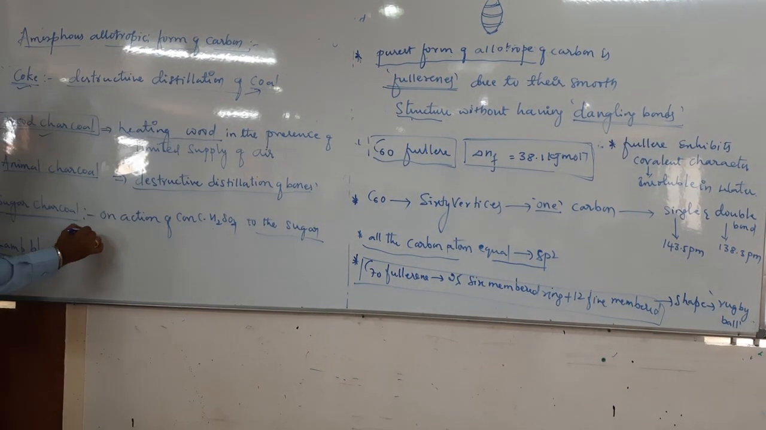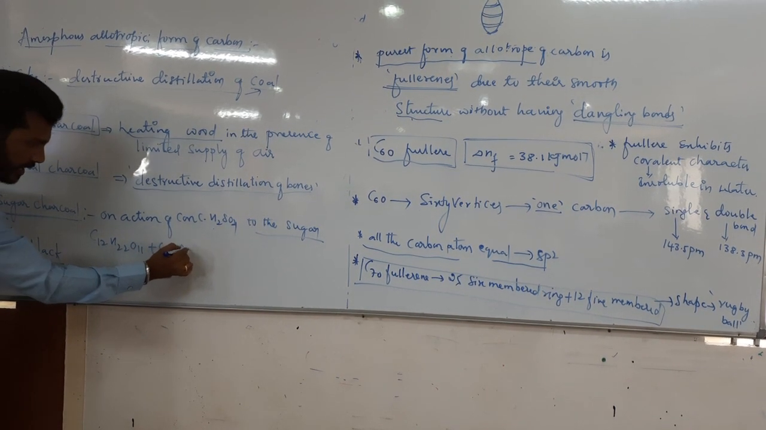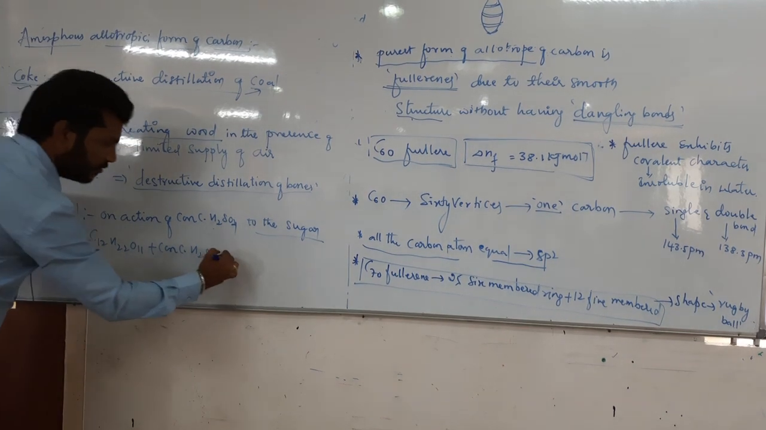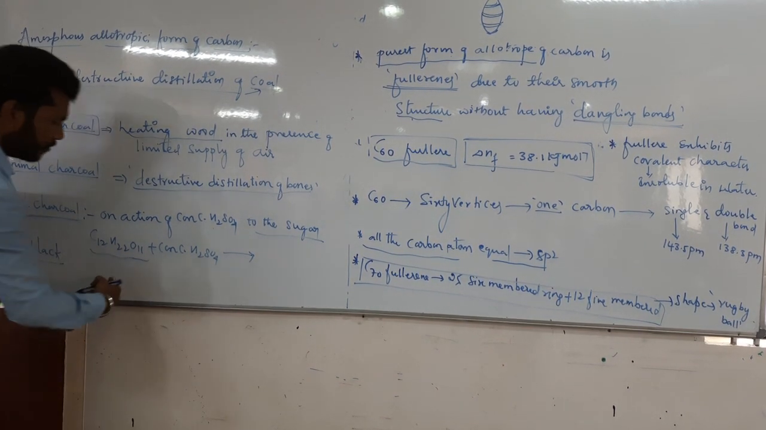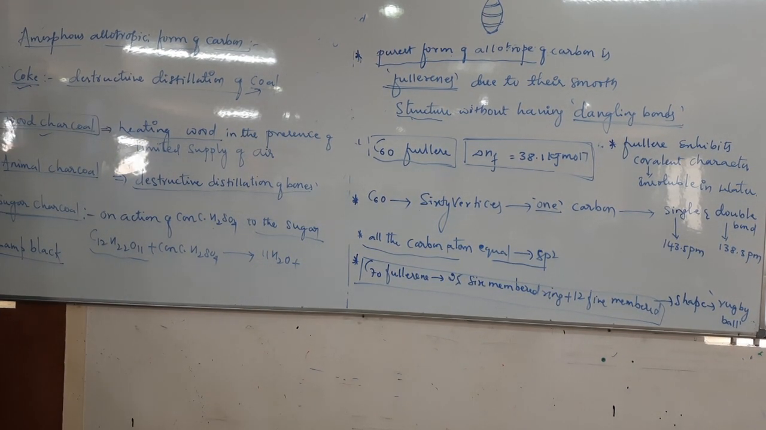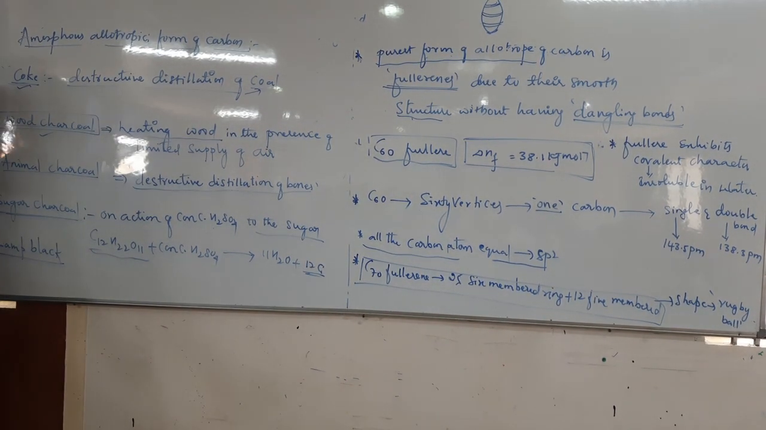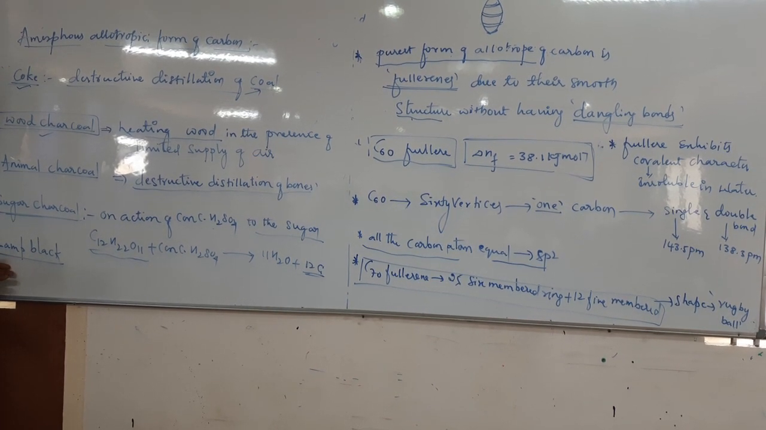If you react sulfuric acid with sugar, the water molecules are removed, because sulfuric acid is a dehydrating agent. It removes all the water molecules, and what we get is carbon, that is, sugar carbon. So sugar carbon is obtained by the action of sulfuric acid on sugar, guys.